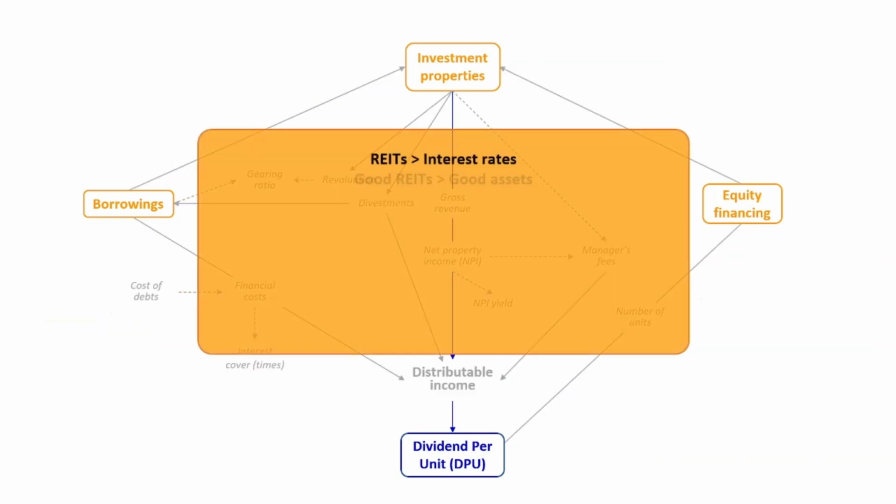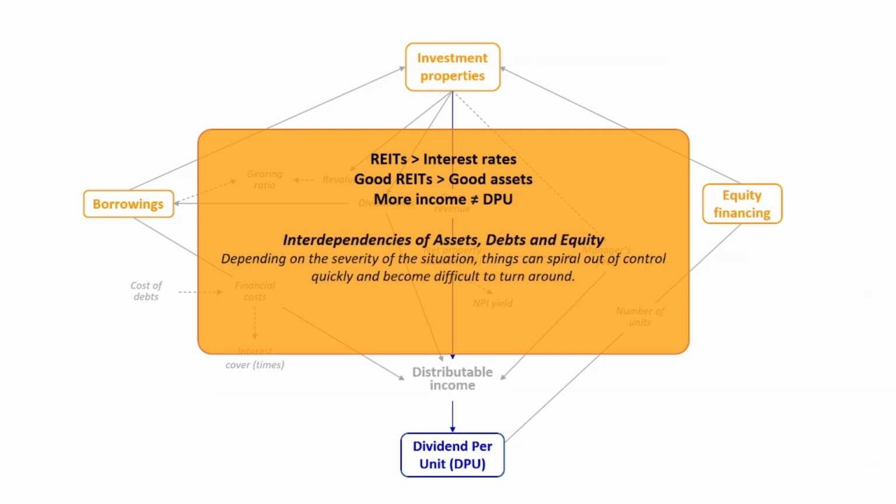It's not just about interest rate or having good assets leading to more income and more DPU. As REITs are leveraged and distribute most of their cash, each component is highly interdependent to generate that DPU. Because of the leverage, we have to be very careful that a bad situation can easily create a spiral out of control, making it difficult to turn around. Hence, quality matters a lot in REITs. I would prefer to be much more cautious.